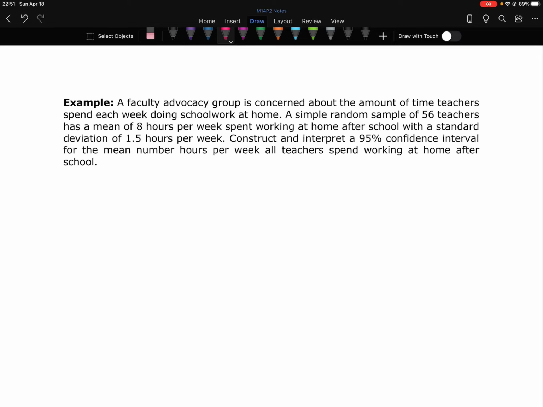All right, the first example we're going to look at. A faculty advocacy group is concerned about the amount of time teachers spend each week doing schoolwork at home. It's a lot, trust me.